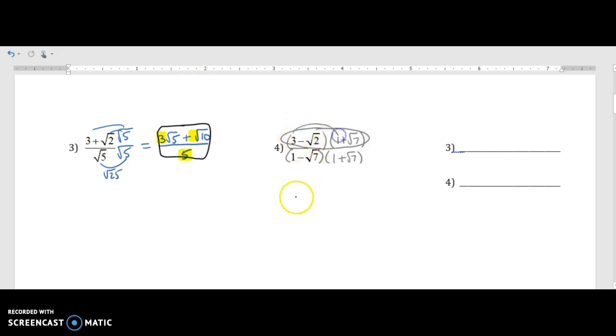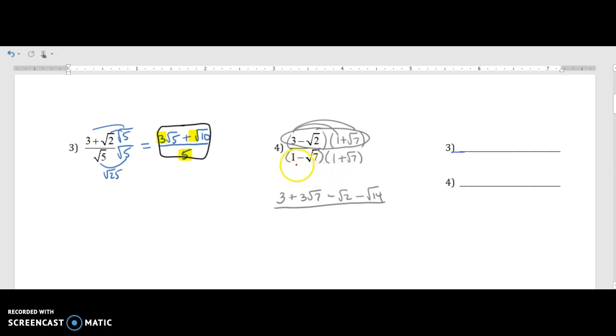So 3 times 1 is 3. 3 times root 7 is plus 3 root 7. Then minus root 2 times 1 is root 2. And then minus root 14. Now, if I look at that numerator, nothing can be simplified, so I leave it as is. Okay, nothing. Root 7 can't be broken down, and root 14 cannot.